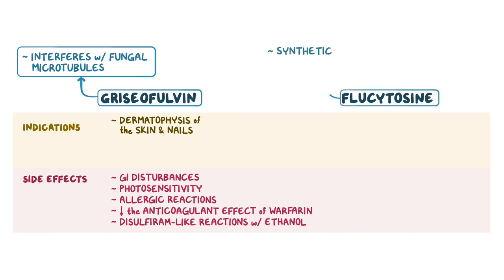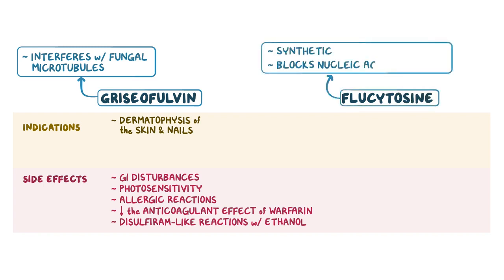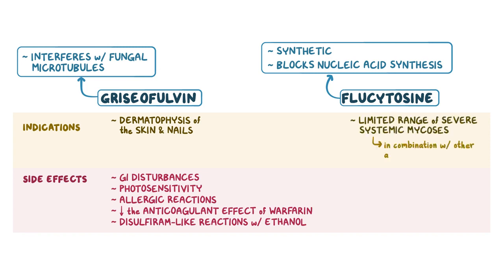Flucytosine is a synthetic antifungal medication that blocks nucleic acid synthesis, and is used against a limited range of severe systemic mycoses in combination with other antifungal agents. It can cause bone marrow suppression and alopecia.